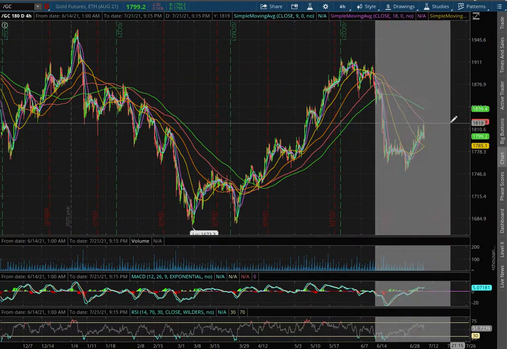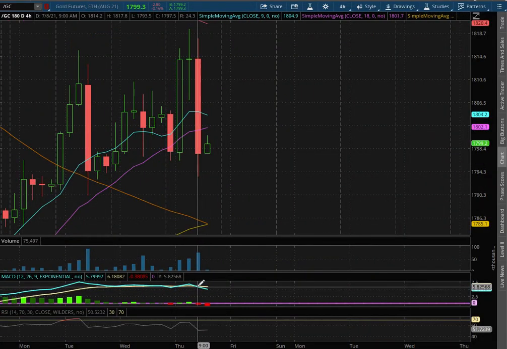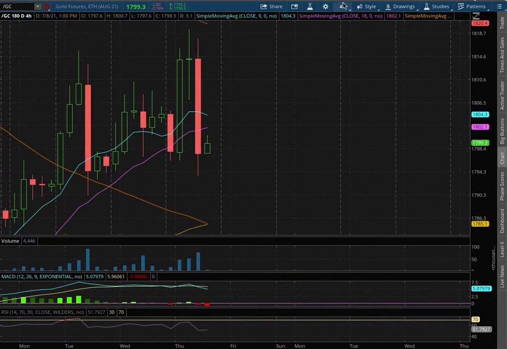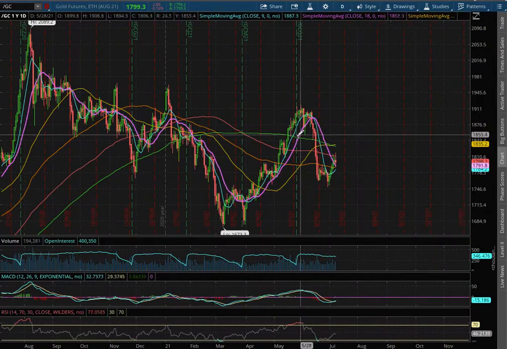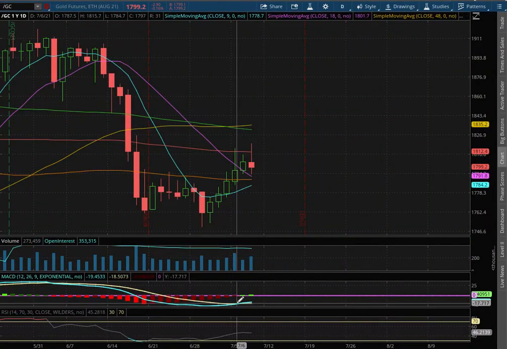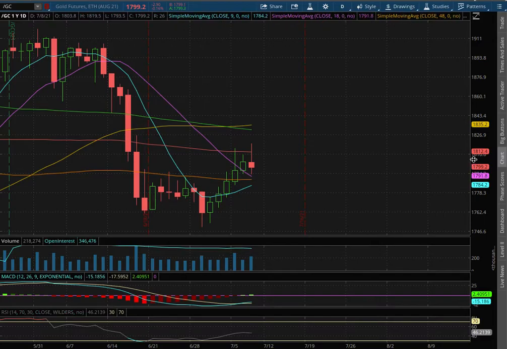$1,798. As with the 4 hour chart, we still remain in positive MACD, but we did see it diverge, and as we extend that further to the daily chart, we remain in negative MACD. We did see it converge there, and we're off of oversold levels with the RSI.